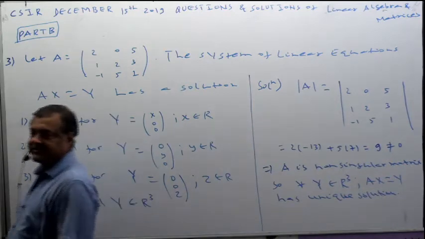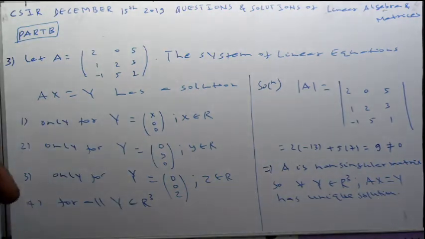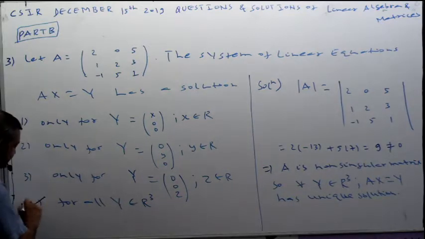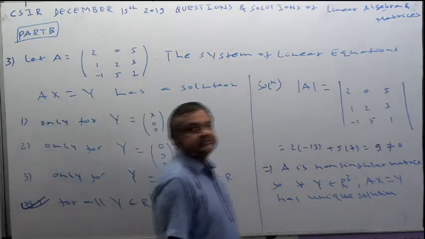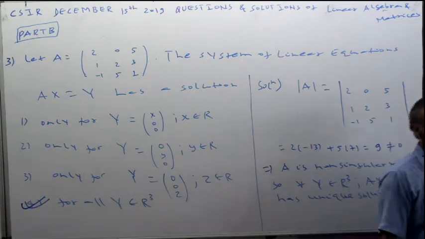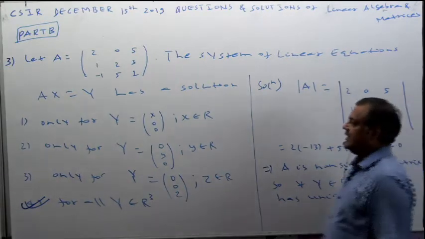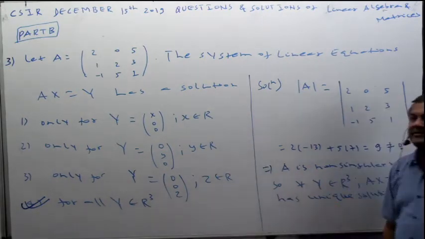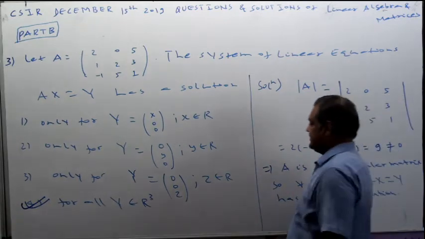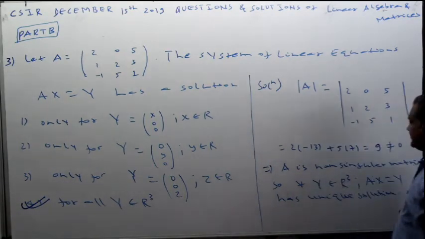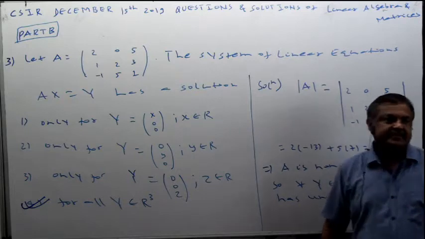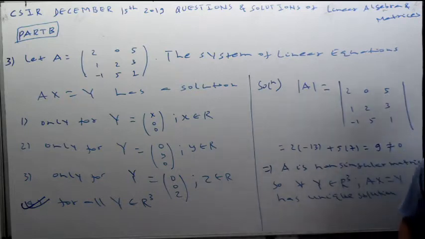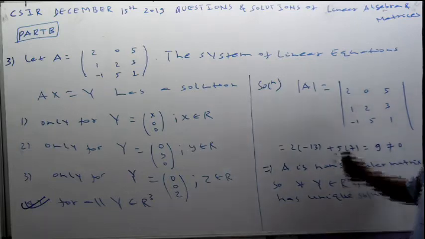Happy with this? So fourth option is correct. So your correct option is option number 4, because they are having only for. This is for every y belonging to R3. I hope there is no doubt in it. Then your next question is question number 5.